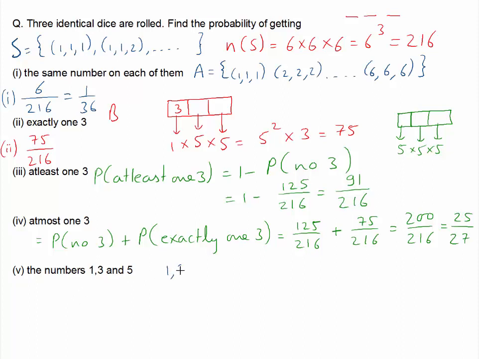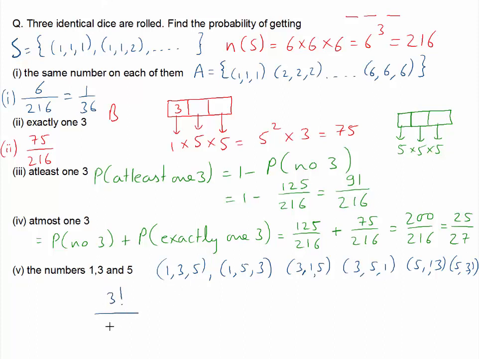Now last is, what is the probability of getting the numbers 1, 3 and 5? So we want 1, 3, 5. It may be of this order, or it could be 1, 5, 3, then 3, 1, 5, then 3, 5, 1, then 5, 1, 3, and then 5, 3, 1. So we can count this, it would be 6. Instead of writing, we could have also counted it by the number of ways we can arrange 1, 3 and 5. So that would be 3 factorial, which is 6, divided by 216. So that would be equal to 1 by 36. So this is the probability of getting 1, 3 and 5.